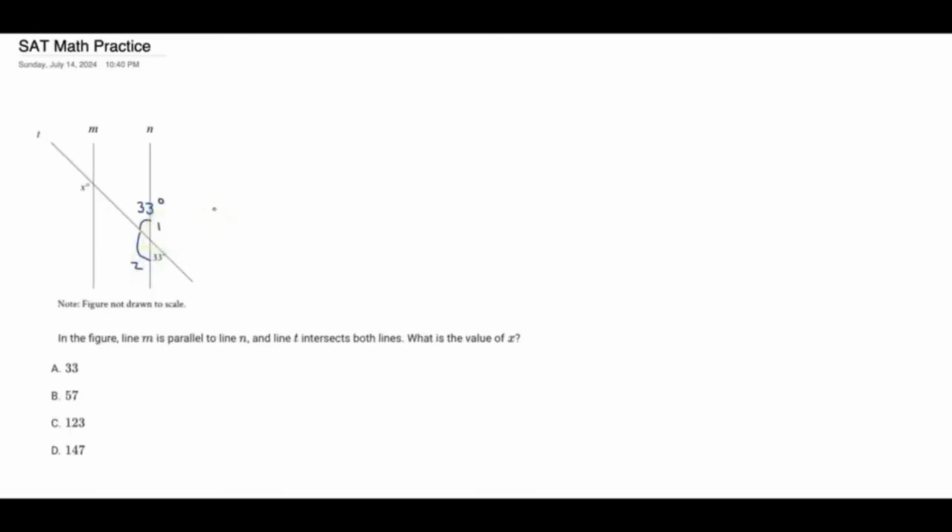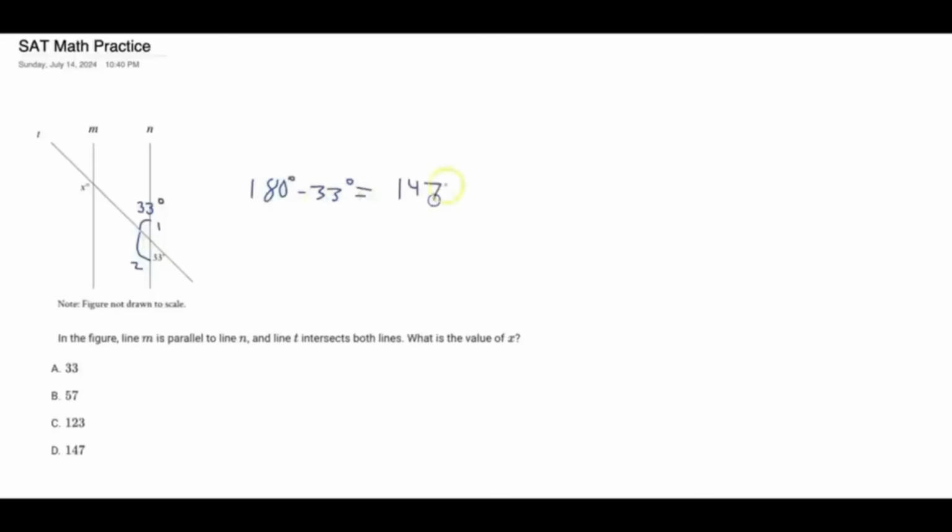Because two angles that make up a straight line will be equivalent to 180 degrees. And so if we know the total between those two angles is 180 degrees, we just found angle 1, right? Then we can find angle 2. And so angle 2 here will be 147 degrees.